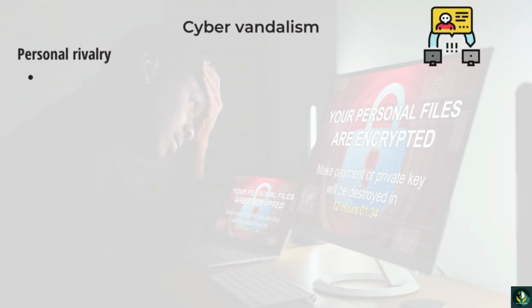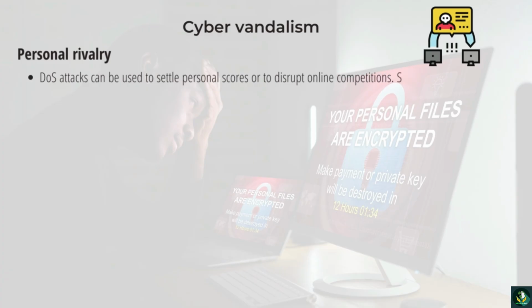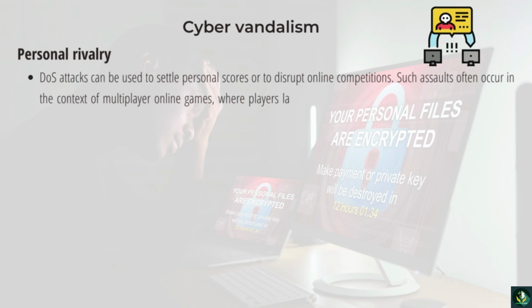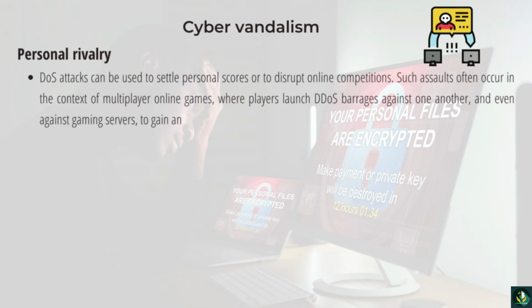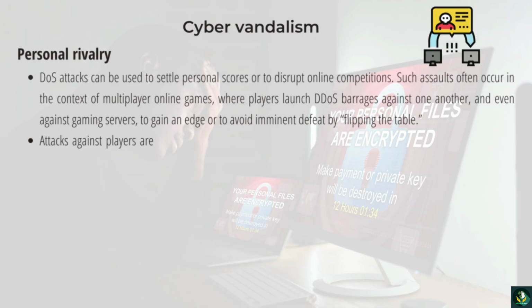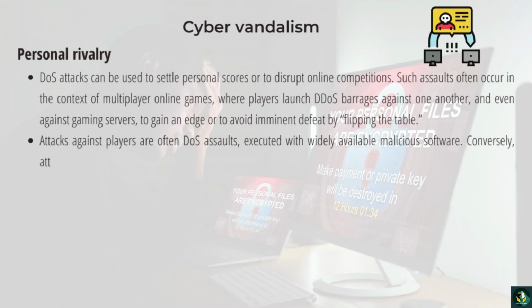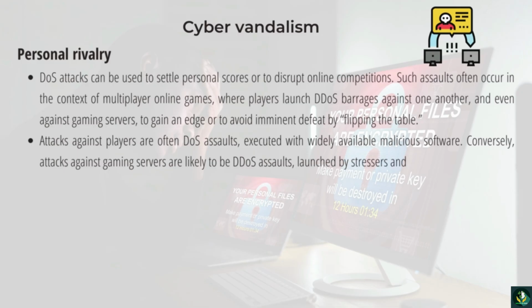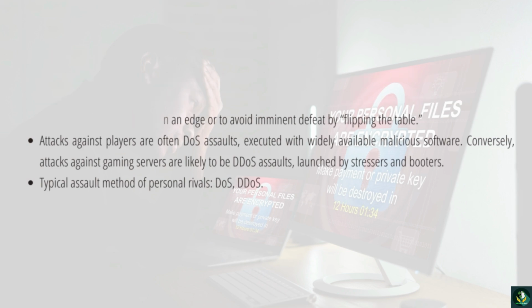Personal rivalry. DoS attacks can be used to settle personal scores or to disrupt online competitions. Such assaults often occur in the context of multiplayer online games, where players launch DDoS barrages against one another and even against gaming servers to gain an edge or to avoid imminent defeat by flipping the table. Attacks against players are often DoS assaults executed with widely available malicious software. Conversely, attacks against gaming servers are likely to be DDoS assaults launched by stressors and booters. Typical assault method for personal rivals: DoS and DDoS.